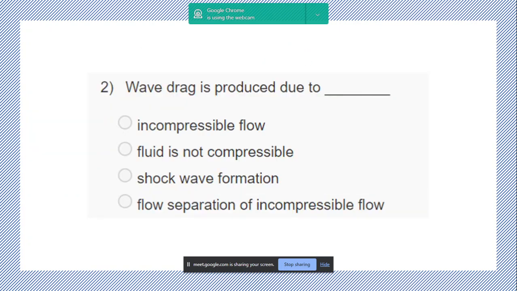Wave drag is produced due to... actually the first and second options are more or less the same, so it cannot be that. What could it be? Wave drag, as the name suggests, is due to shock wave formation, yes. But why? Why is there a drag when a shock wave is formed? The answer is right. There is an additional drag that is produced when the shock wave is formed. Why is there an additional drag?